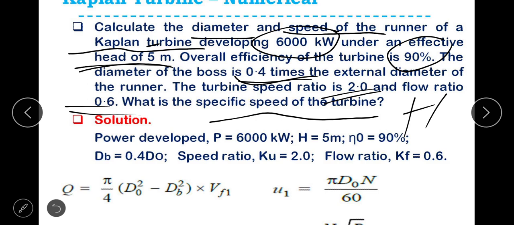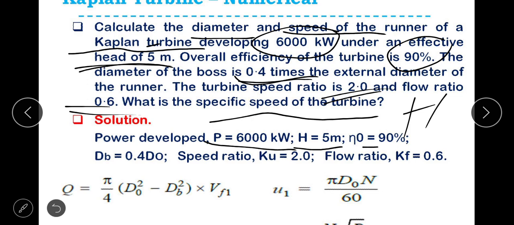Solution. Before we go to the actual solution, let us write down all the data given in the numerical problem with symbols. Power developed P is equal to 6000 kilowatt. Net head or effective head is equal to 5 meter. Now you need not subtract anything. That's why you have to understand the meaning of the words. Net head or effective head is the same.